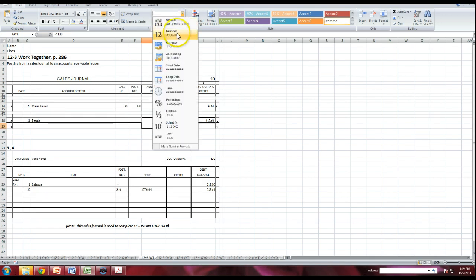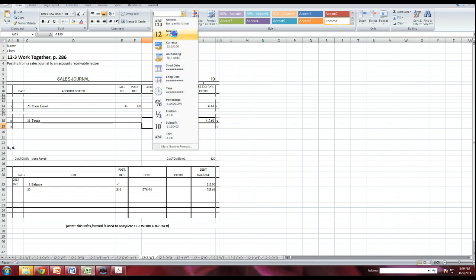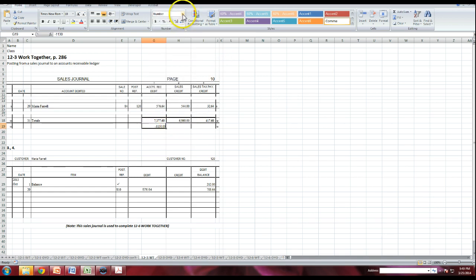And actually, I want to get rid of that comma as well. Well, now I have a negative sign. And then what I did is I just changed it to number. But now I have a negative sign instead of parentheses. And I have to have parentheses. Well, we can fix that.